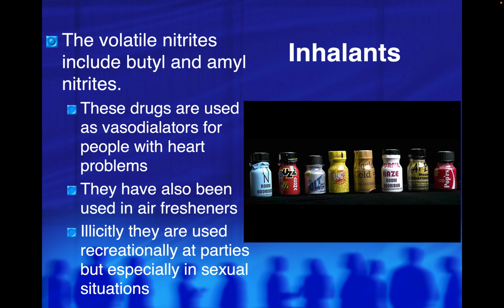The volatile nitrites include butyl and amyl nitrite. These drugs are used as vasodilators for the people with heart problems. They have also been used in air fresheners. Illicitly, they are used recreationally at parties, but especially in sexual situations. And I will be explaining those sexual situations in just a moment.